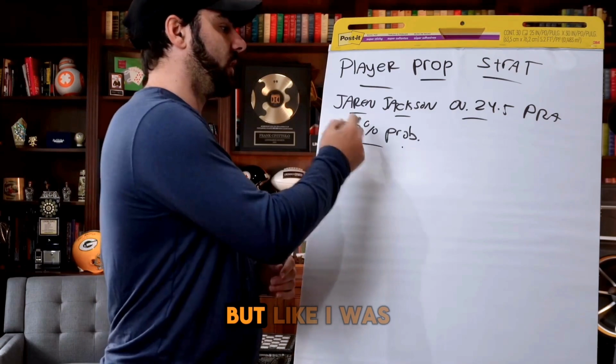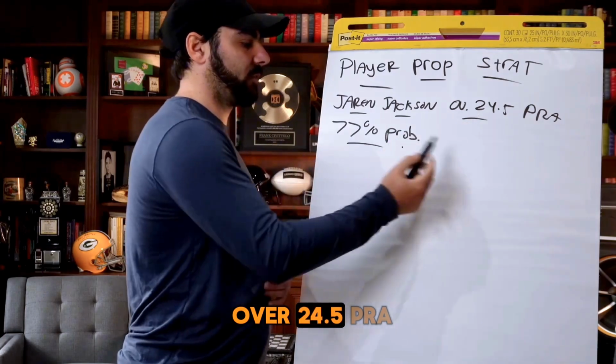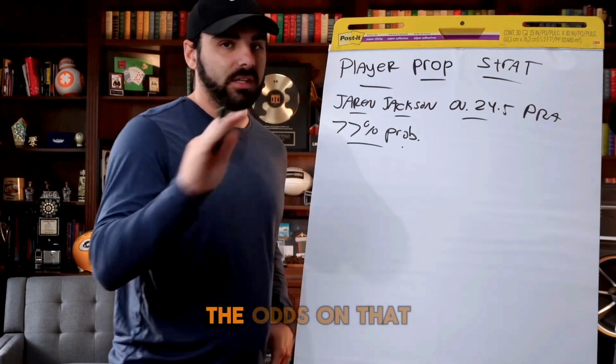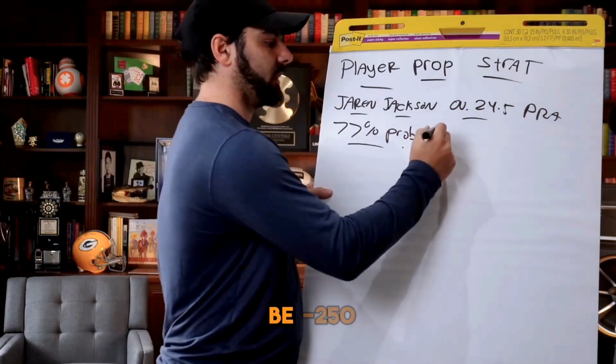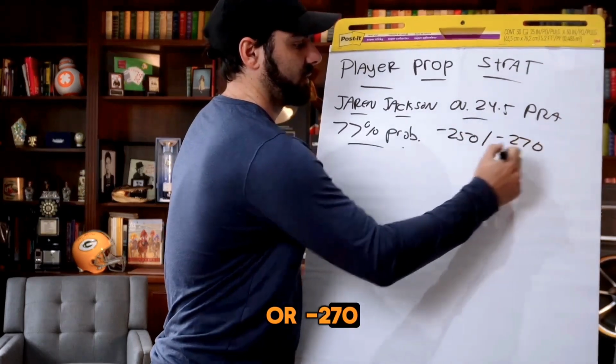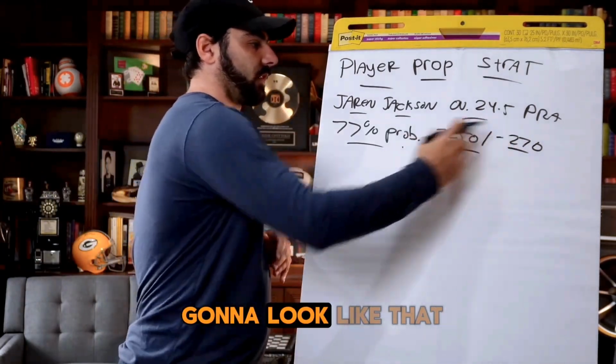But like I was saying, for example, Jaren Jackson, over 24.5 PRA, he has a 77% probability to do that on any given day. Well, the odds on that are probably going to be minus 250 or minus 270. That's pre-game. So pre-game, your odds are going to look like that.